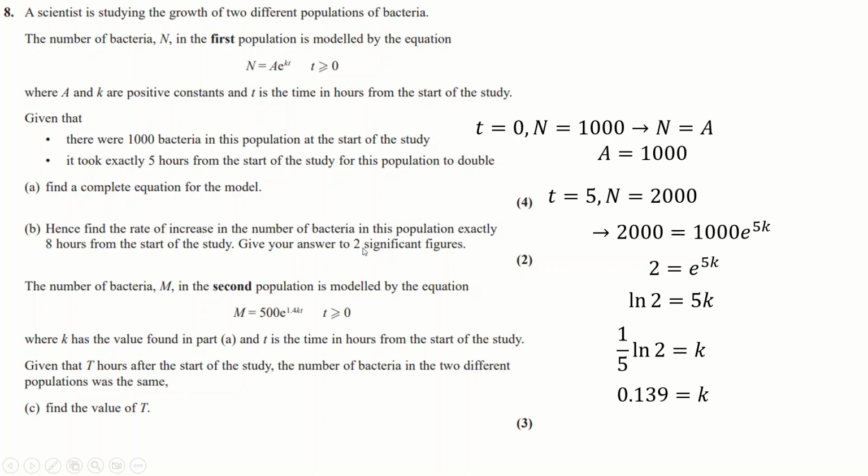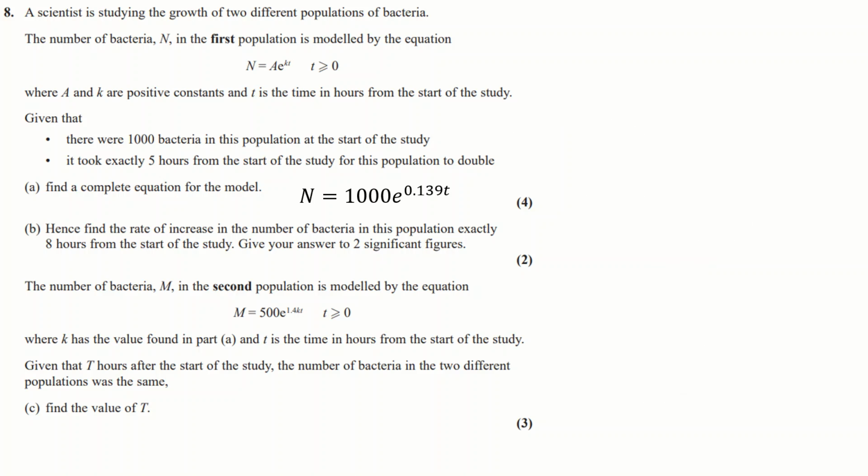Although, oh no, 26, that's the next question, sorry. Hence find the rate of increase. Just read this carefully. The rate of increase in the number of bacteria, that's dn by dt. So we need to find dn by dt. So differentiate this. Of course, differentiating an exponential doesn't do anything, except this k will jump down to here if you have a k in front there.